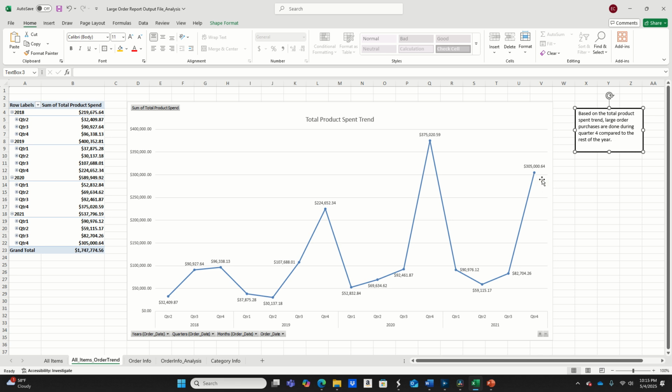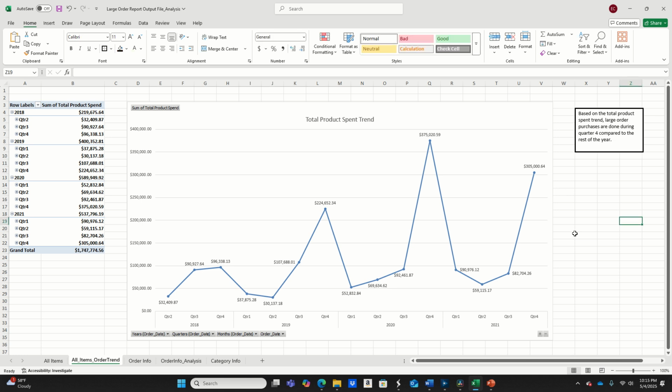Based on the total product spent trend, large purchases are done during quarter 4 compared to the rest of the year. Identifying this trend is important because it will provide the company with insights for how much product is needed during which quarter to ensure we meet customer demands, whether it is small or larger orders.